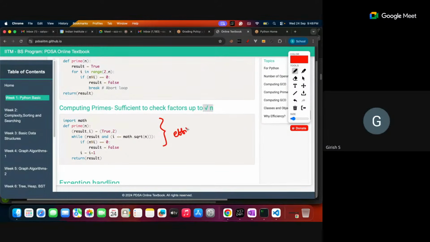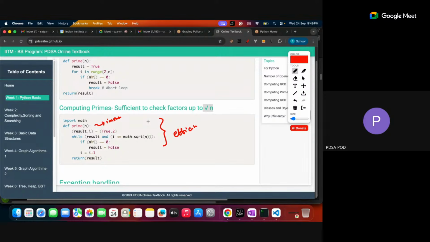What if n is 1 here? Correct. If it is 1, there is an edge case. You can write one base case here. If my input is 1, it is not a prime number, right, sir? Correct, it's not a prime number. If my n value is 1, then you can say 1 or below, your n is not in the range of prime numbers.